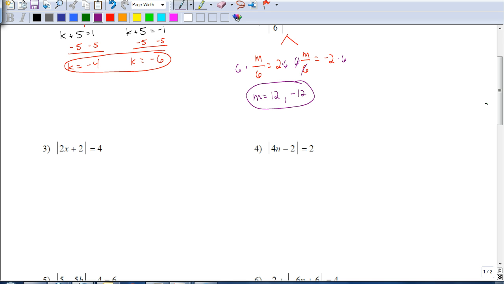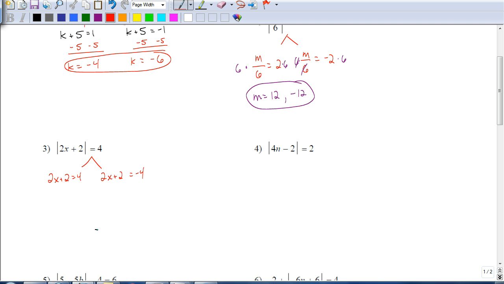Okay, let's do another one together, and then I'll let you loose to try one on your own. So let's look at this one. The absolute value of 2x plus 2 equals 4. Again, ignore what's on the inside for right now. Ask yourself, what two numbers could I put in the absolute value that would give me 4 as my answer? Well, your answer would be 4 and negative 4. So that means that 2x plus 2 could equal 4, or 2x plus 2 could equal negative 4.